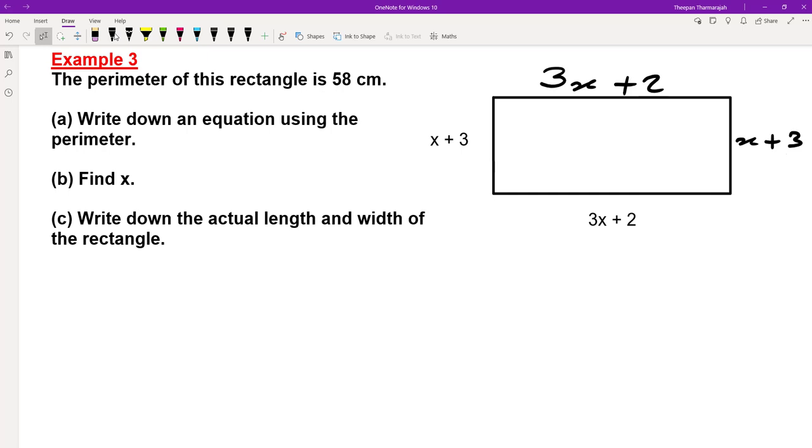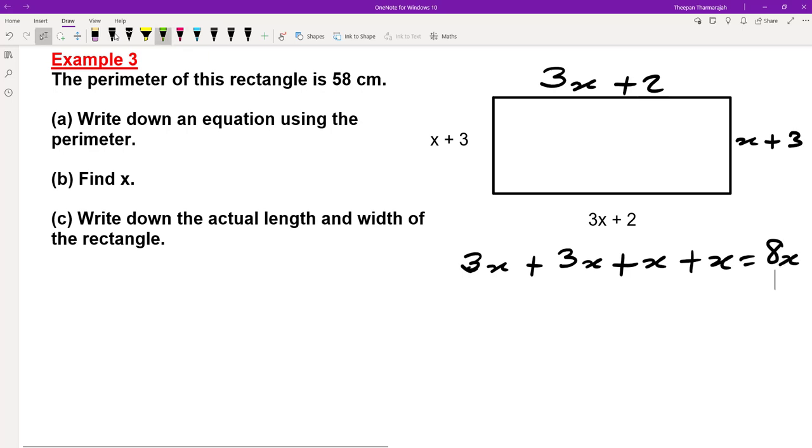So what does the word perimeter mean? The word perimeter means add all the sides together. So I'm going to do this by adding all the sides together. First, I'm going to start off by adding the letters. So I'm going to do 3x plus 3x plus x plus x. Now 3x plus 3x gives me 6x, plus another x is 7x, plus another x is 8x. So I get 8x altogether.